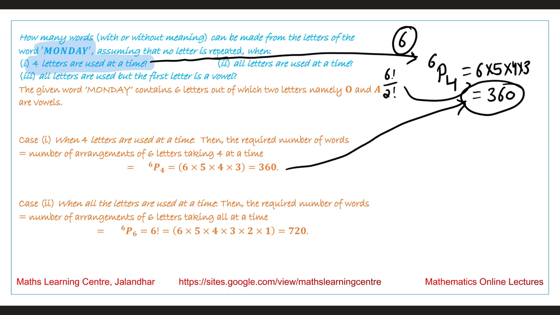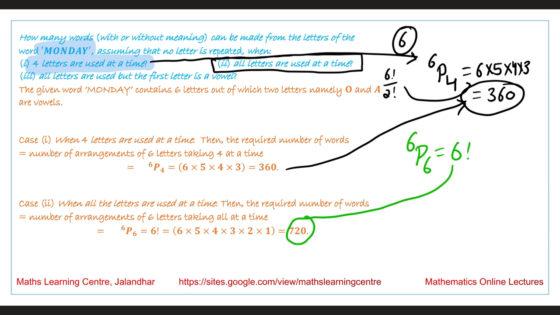Second is all letters are used at a time. All letters used at a time means we are choosing all the 6 letters. The answer we have is 6 factorial, and the value of 6 factorial is 720.